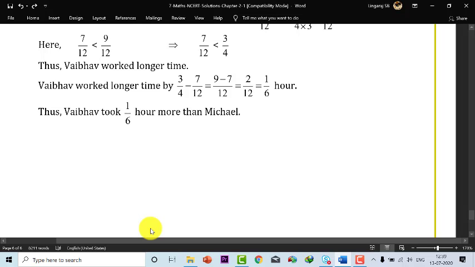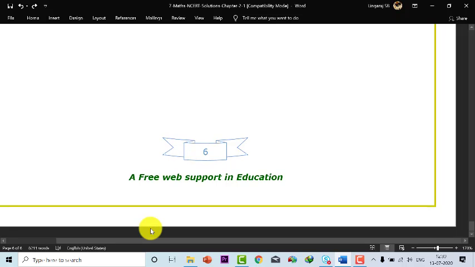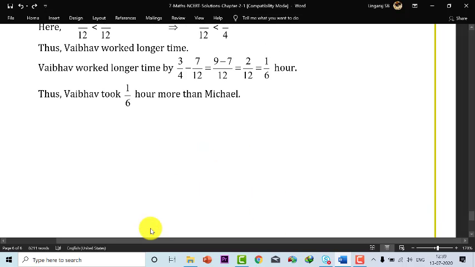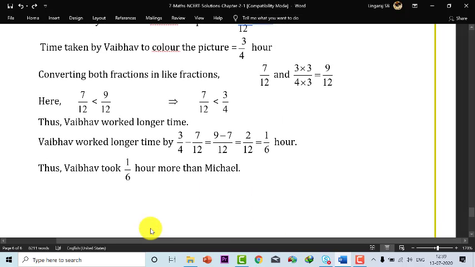Vaibhav worked a longer time by 3 by 4 minus 7 by 12. So 9 minus 7 divided by 12, because 4 3s are 12, and 3 should multiply the numerator 3. So 3 3s are 9 minus 7 here. Then the difference of these two is 2. So 2 by 12 becomes 1 by 6 hours. Thus Vaibhav took 1 by 6 hours more than Michael. So this is exercise 2.1. Solve it in classwork. Thank you.